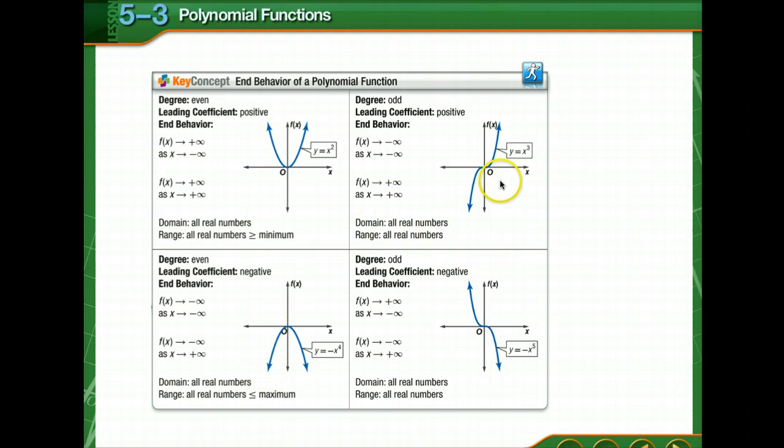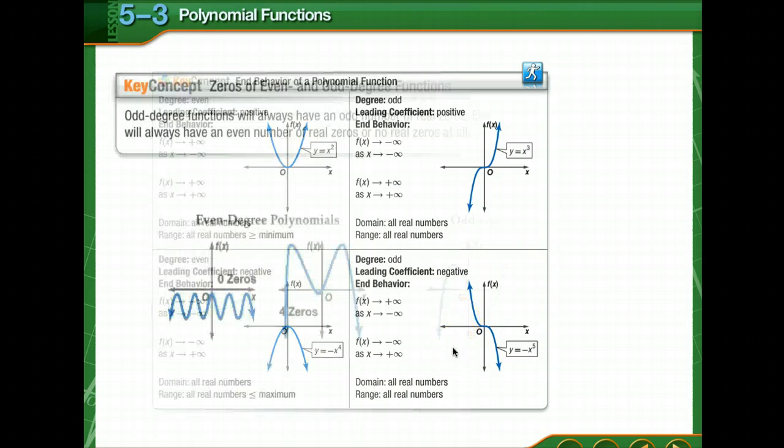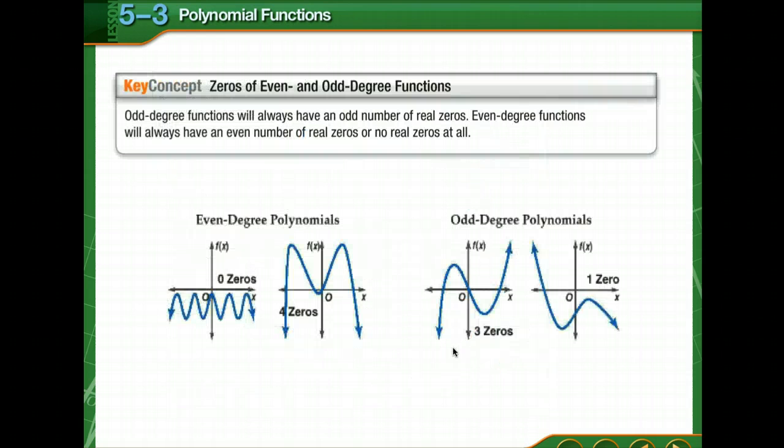Let's look at the odd. As x approaches positive infinity, the function approaches positive infinity. As x approaches negative infinity, the function approaches negative infinity. And finally, an odd negative, as x approaches positive infinity, the function approaches negative infinity. As x approaches negative infinity, the function approaches positive infinity. So this is a key concept about odd and even degree functions.